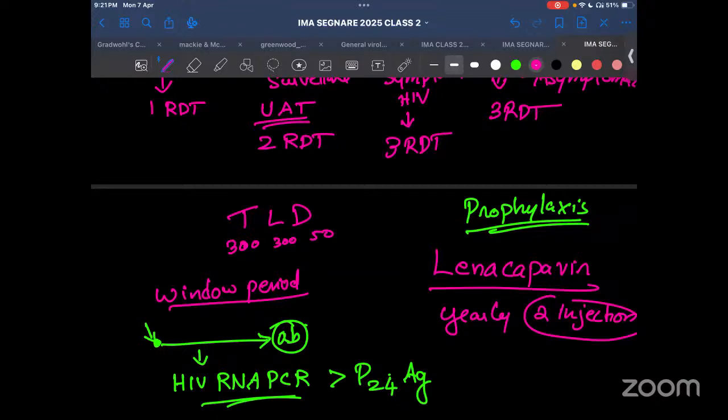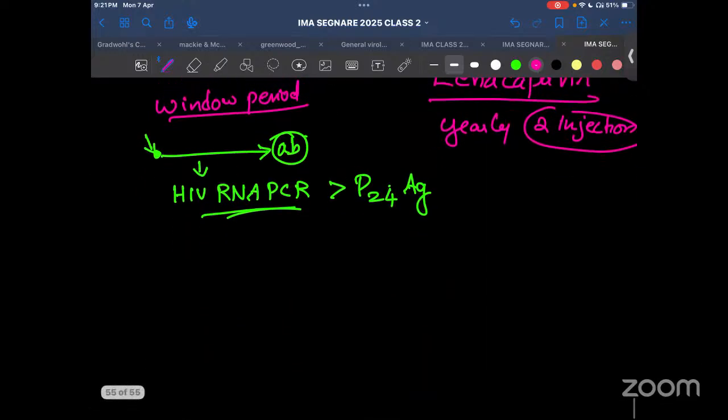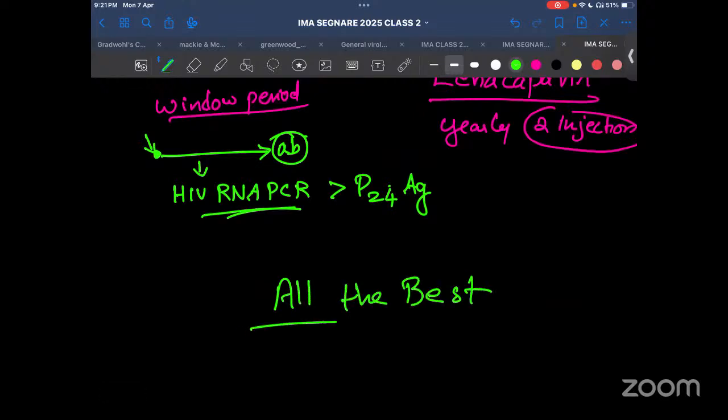So with that, I conclude the class. I wish you all the best for your exam. No need for any tensions. Still we have around 1.5 months, and a big change can be brought out. So study hard, no need for tension. Study hard and go write the exam. All the best.